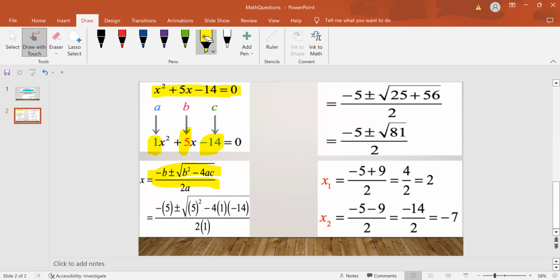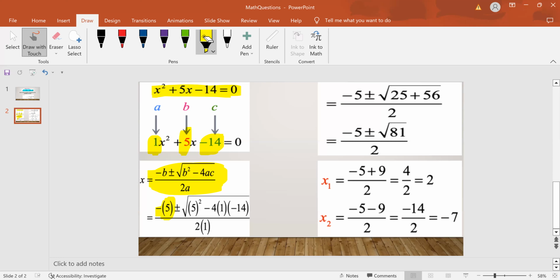We have the formula here, and we're going to replace A, B, and C by the values. Look, we say B is 5, and the formula says negative B. So we have a negative with the 5 in parentheses. The reason it's important to use the parentheses is that it will help you to avoid the mistake.